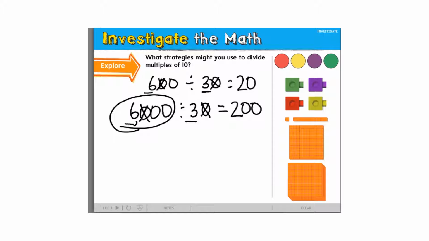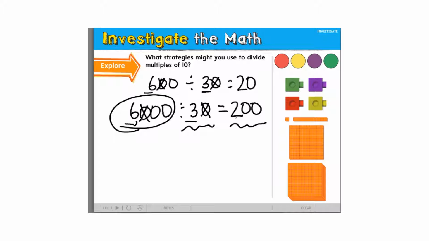So think about, is my answer reasonable? If I have 600 and I'm dividing it by 30, 20 seems like a reasonable answer. And I could take my quotient and my divisor, so this number and this number, and multiply them, and I should get the other number as my answer, right? Because you could always go back and check your work, which I'm going to ask you to do today.